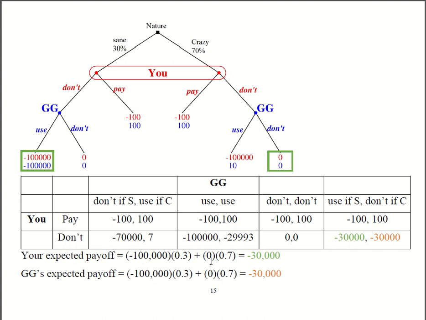Other case, he could be crazy. That gives him a payoff of 0, shown here in blue, multiplied by probability of 0.7. That's going to be 0 times 0.7. 0 times 0.7 is just 0, though. So we get negative 30,000 plus 0. That's going to be negative 30,000. So now we can complete our table and put in these payoffs in our very last cell.